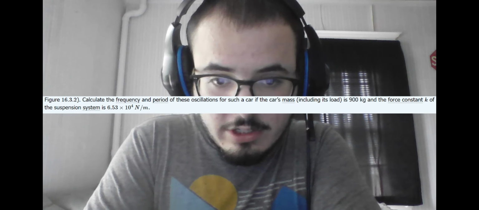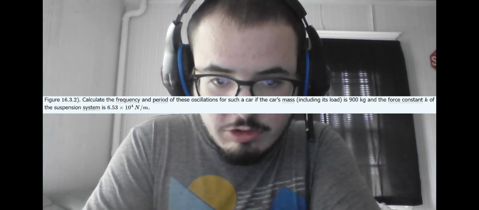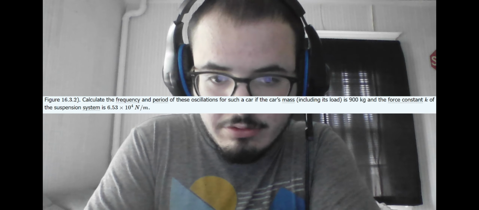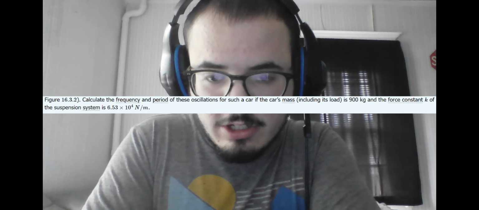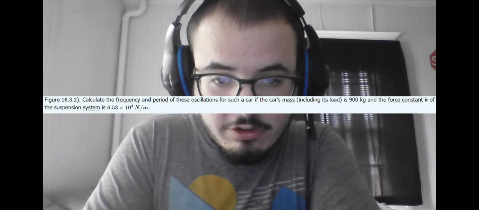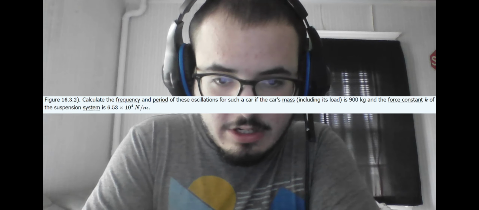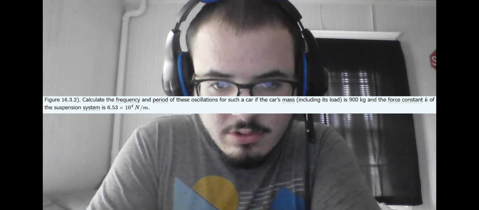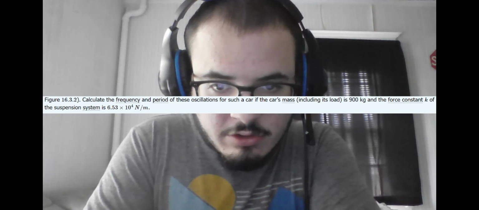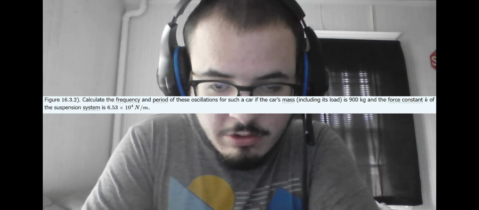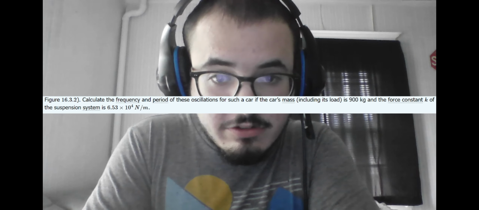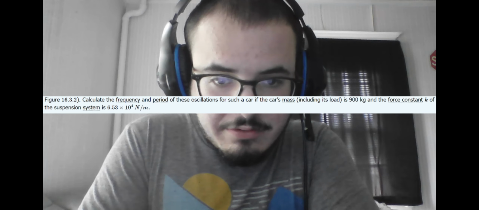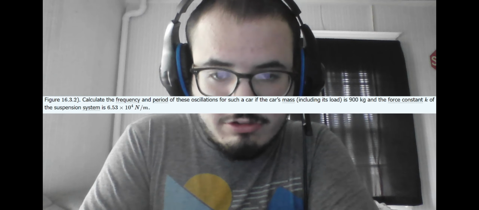If we are told that a car's mass, including its load or the people inside it and other objects, is 900 kilograms, and the force constant of the shock absorber has a specific value of 6.53 times 10 to the 4th power newtons per meter, and we want to figure out the period and frequency of the vibrations.